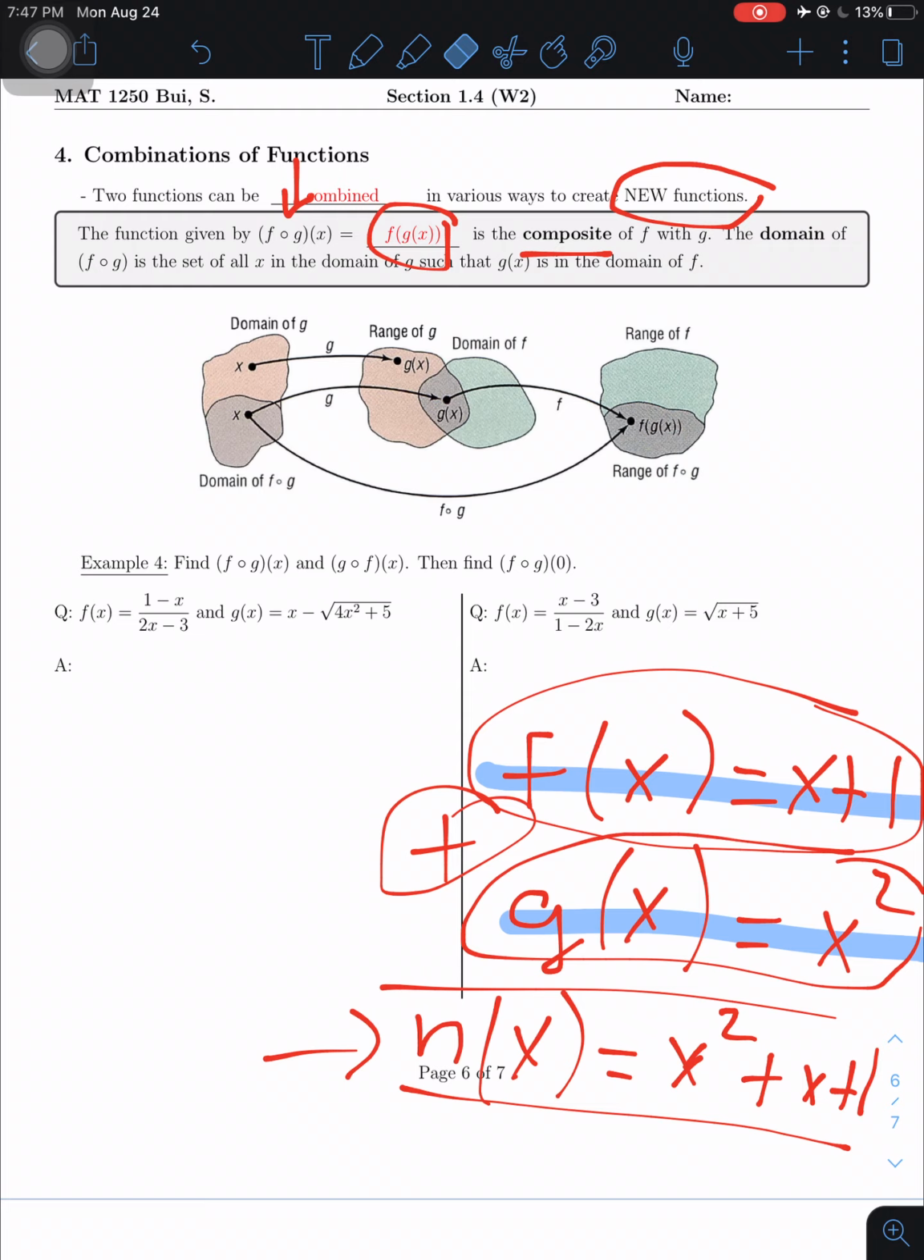In other words, you just plug g into f, okay? And the domain of f of g is the set of all x in the domain of g such that g of x is in the domain of f. You don't have to understand too much about this one, to be honest. It's lengthy, but by the first example, example 4, after you see what I do, you will understand what that sentence means.